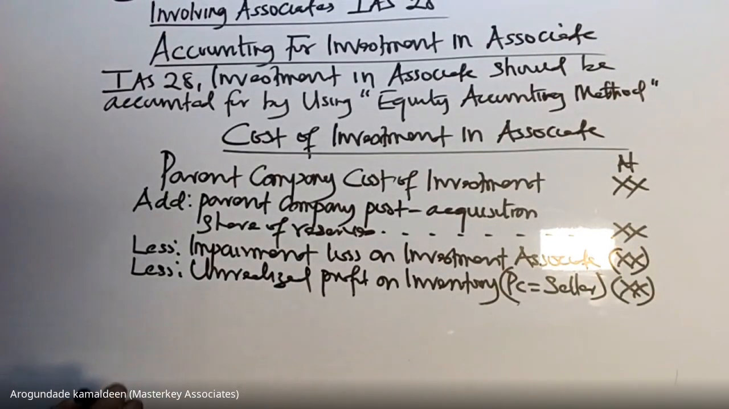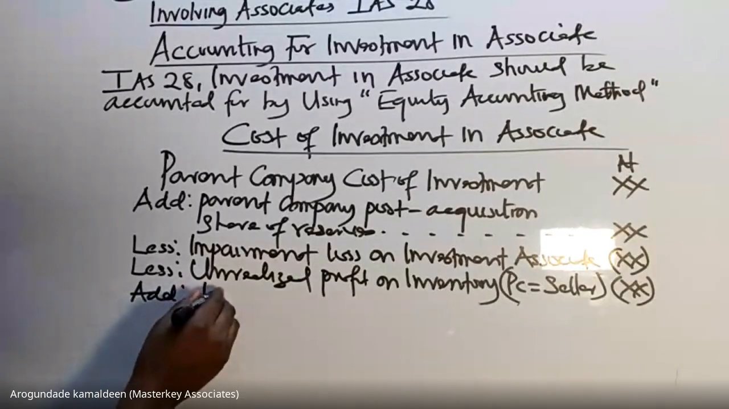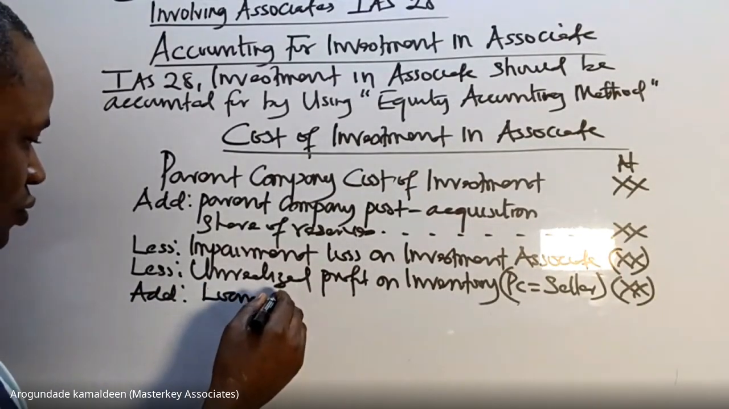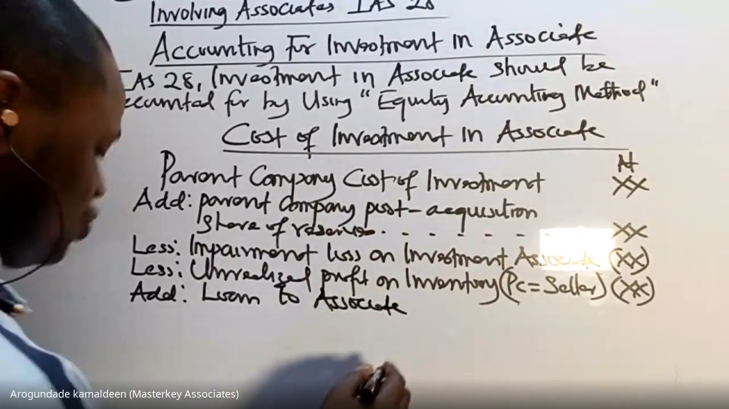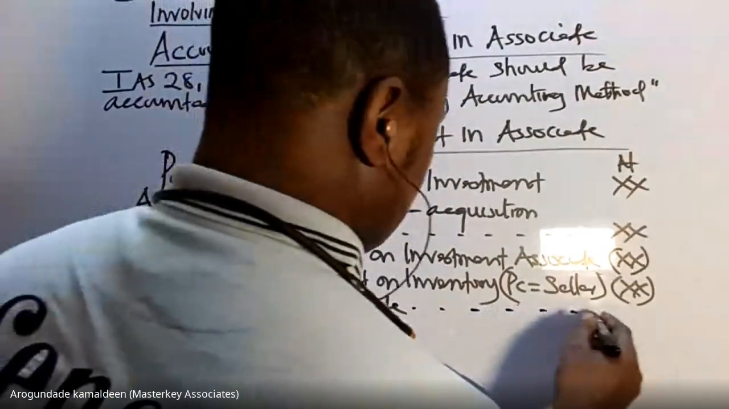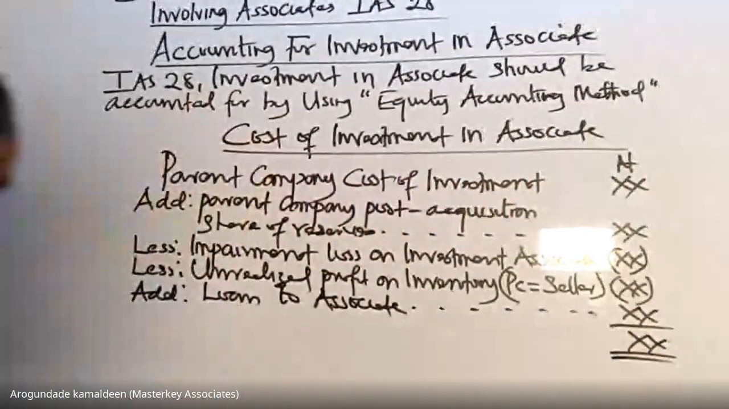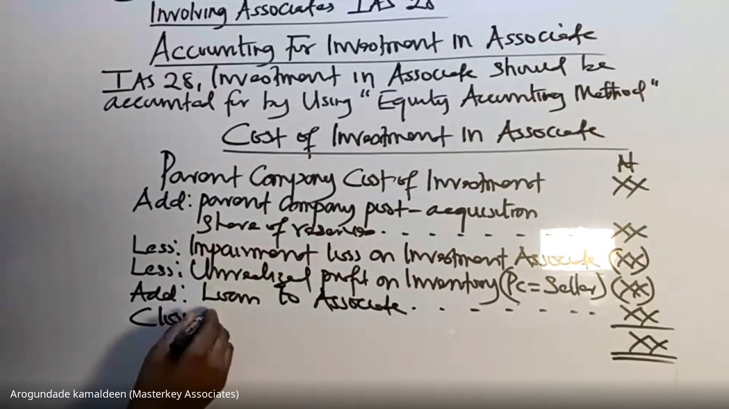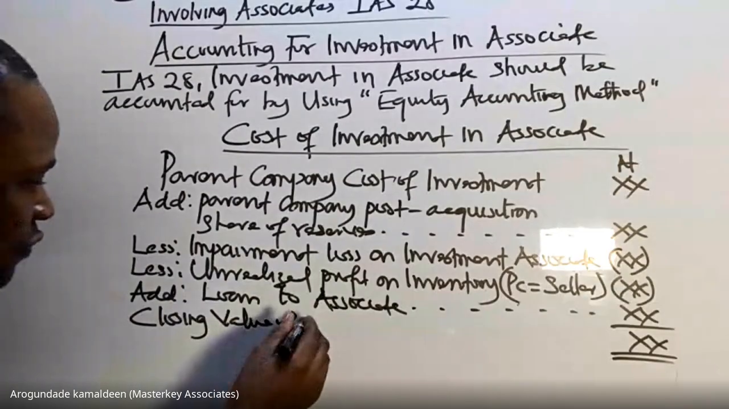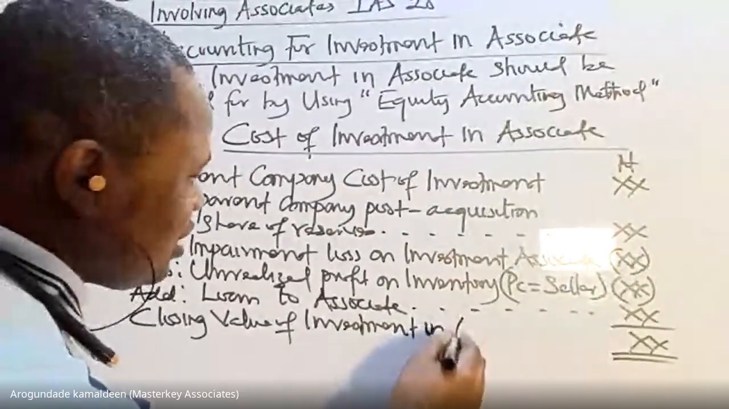Next now, you may also add loan to associate. This is the closing value of investment in associate.